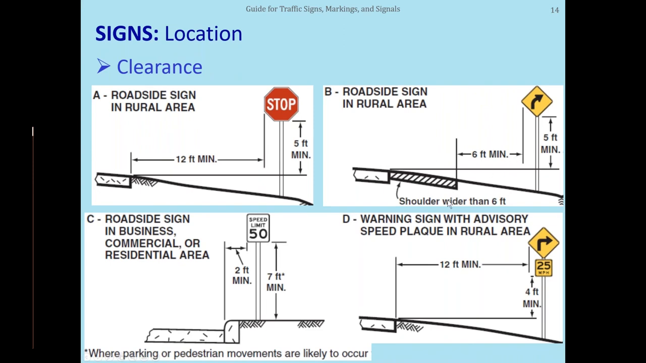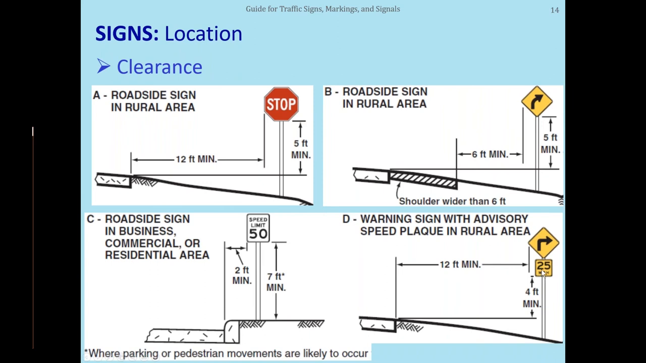If you have a shoulder that is wider than 6 feet, then the near edge of the sign is to clear the shoulder edge by at least 6 feet. If you're in an area where parking or pedestrian movements are likely to occur, we have a different requirement. The near edge, again, not the post, but the near edge of the sign, 2 feet recessed from the face of the curb. And the bottom of the sign, 7 feet above the sidewalk or ground surface, not 7 feet above the road, but above the ground or sidewalk surface.